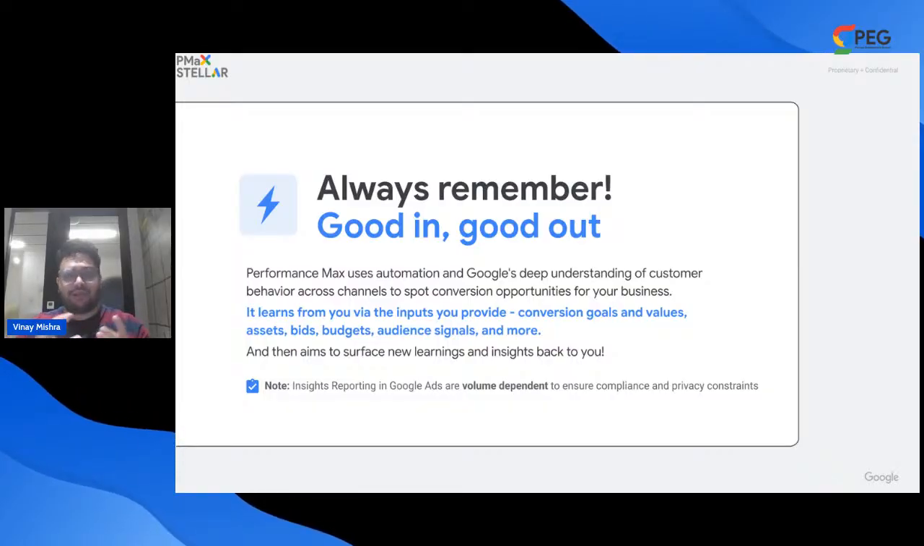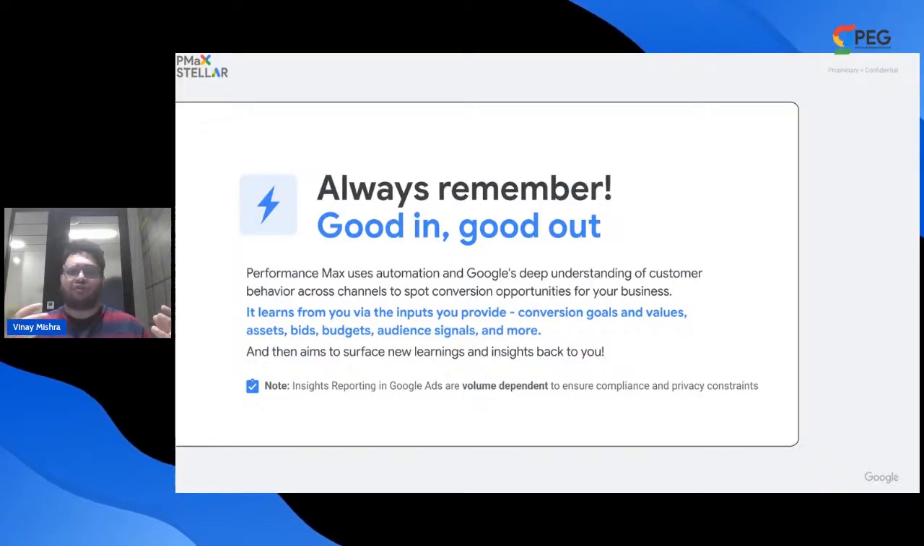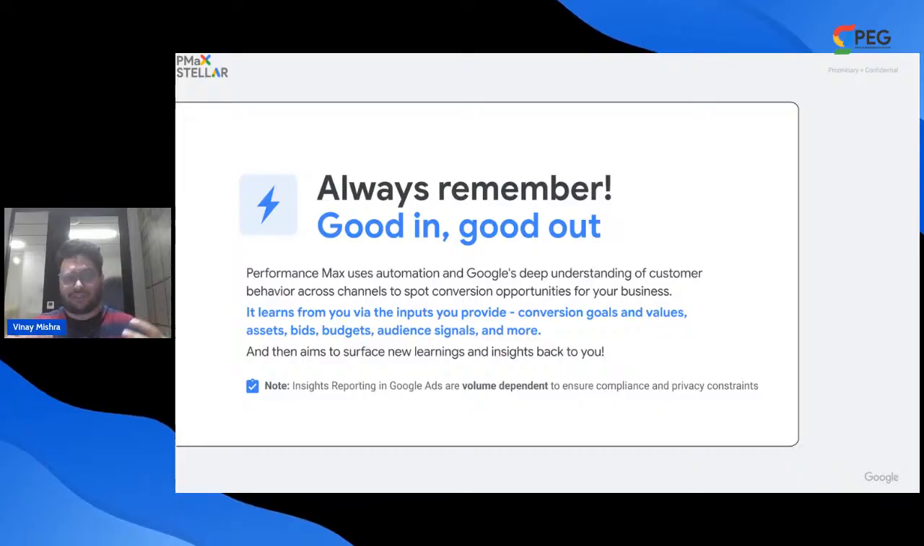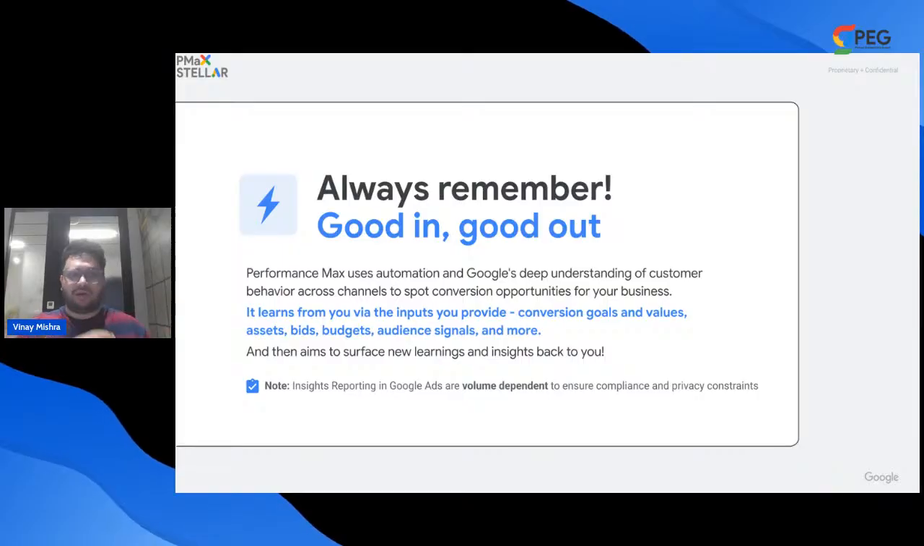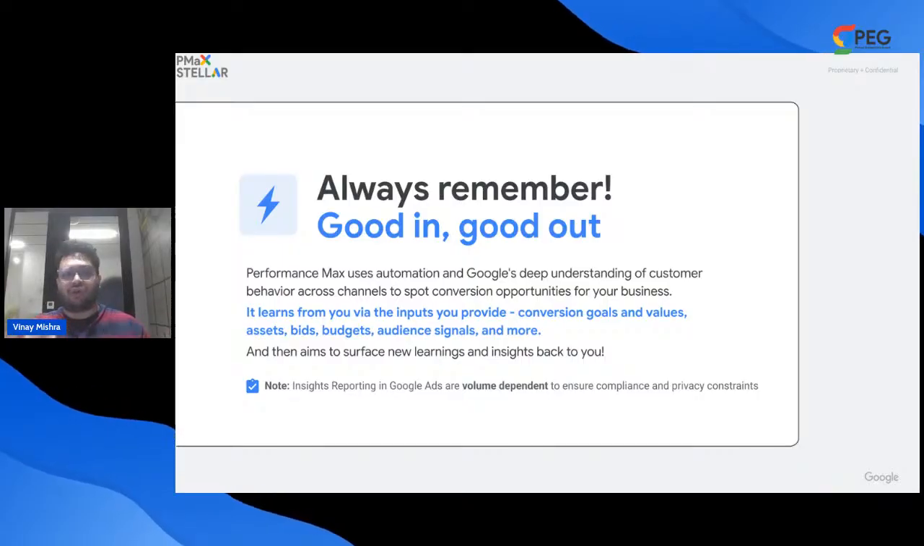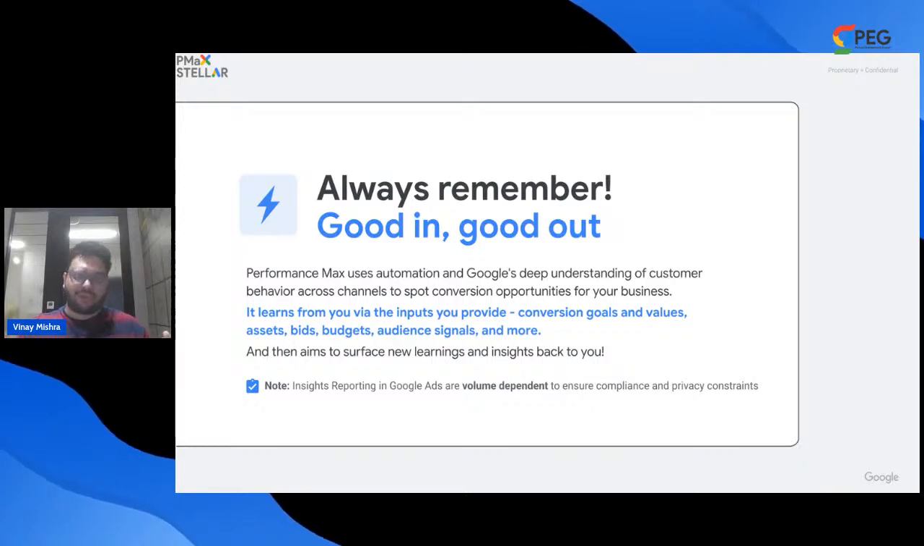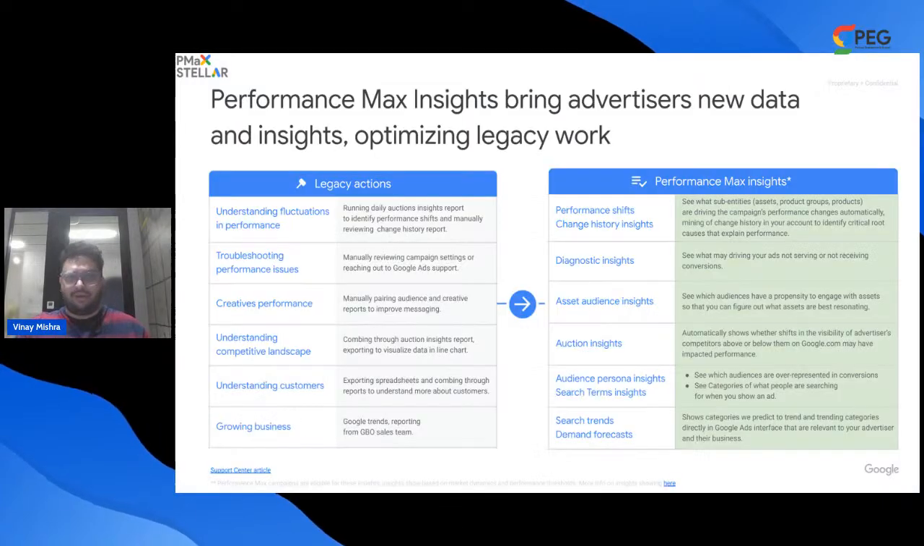It is an automation AI based campaign, so always make sure that you're giving the best first party data that you're selecting, and accordingly using it to achieve your conversion goals, be it conversions or conversion values. At the same time, accordingly use your assets, bids, budgets, audience signals, and more that you have as options with Performance Max campaigns.